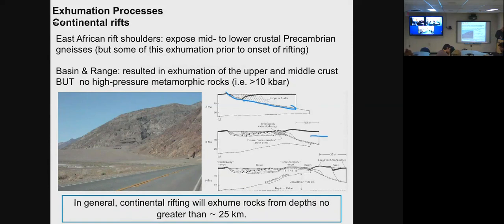And by doing a lot of extension, such as in the Basin and Range province, we can then exhume the footwall of detachment faults. Normal sense detachment faults.